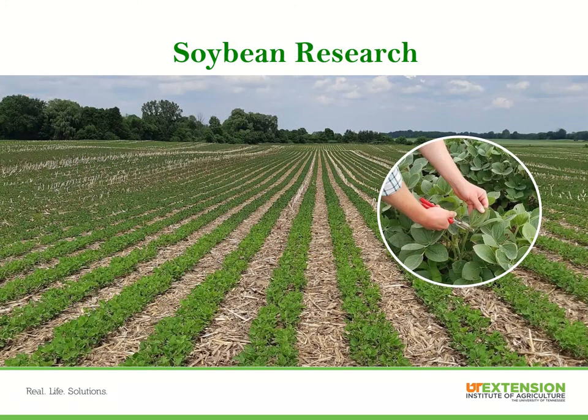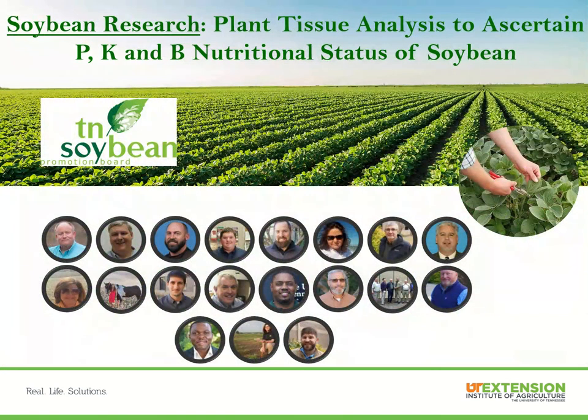So moving right along, I'd like to also talk about a soybean research work that we conducted this past year. Plant tissue analysis is very important for two reasons. It helps us to monitor the nutritional status of the plant and also helps us to identify or diagnose any nutrient deficiency symptoms that may be in the field. So the interpretation of tissue analysis is based on sufficiency levels or sufficiency range.